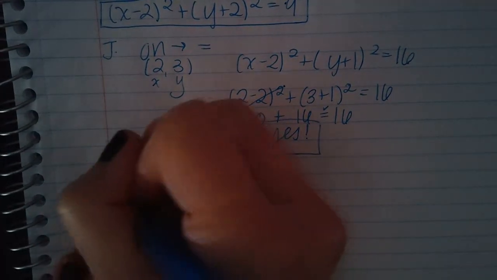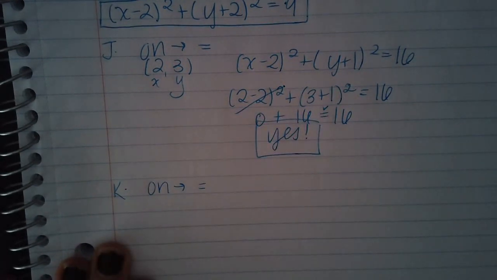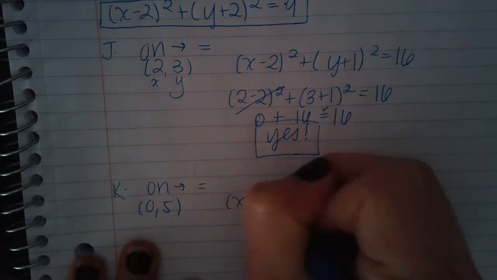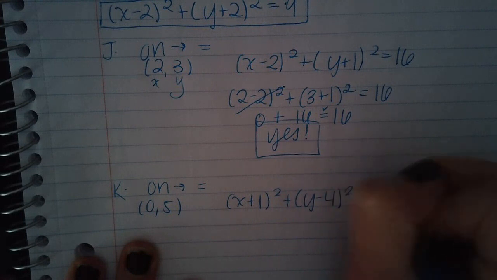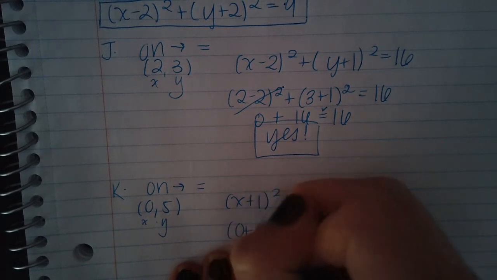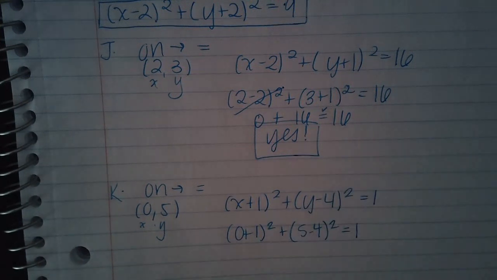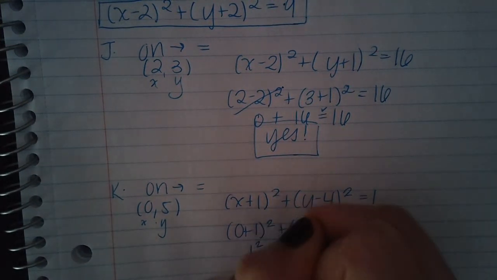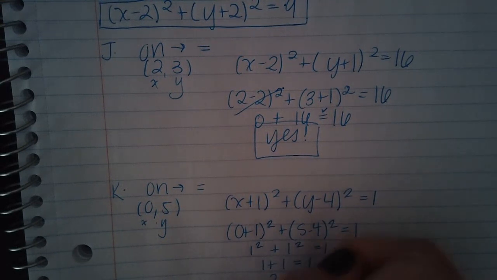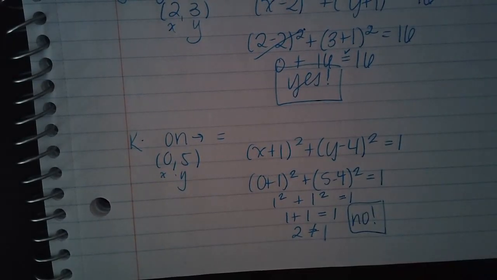Moving on to letter K, same kind of question. Determine if it's on the circle. Remember, on, it has to be equal. And then you have the point 0, 5, and the equation x plus 1 squared plus y minus 4 squared equals 1. And this is our x, this is our y. So you've got 0 plus 1 squared, and then 5 minus 4 squared. Does that equal 1? So this is 1 squared. This is 1 squared. 1 plus 1 is 2, which is not equal to 1. So no, this is not on the circle.